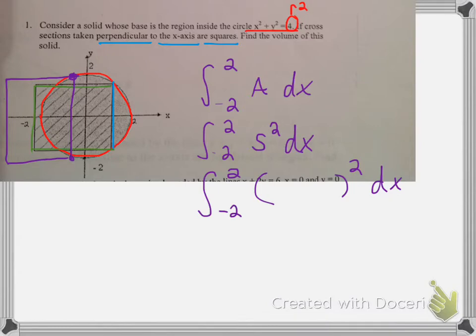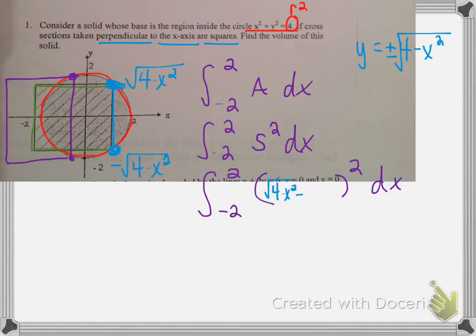Now, in order to find the length of the side, I need to know what equation that point is on and what equation that point is on. And see, x squared plus y squared equals 4 makes the whole circle, but if you solve for y, subtract your x squared, take the square root, and then do plus or minus. The positive part of the square root is this one up here, and the negative one is this one down here. So if I'm trying to find the distance of the length of that side, it's going to be square root of 4 minus x squared minus negative square root of 4 minus x squared.